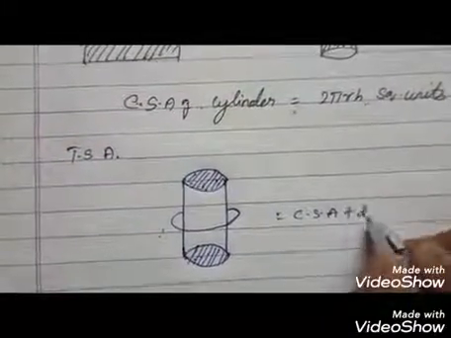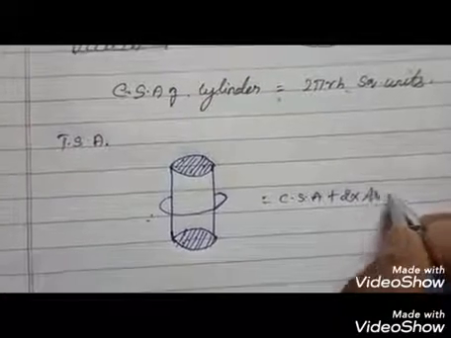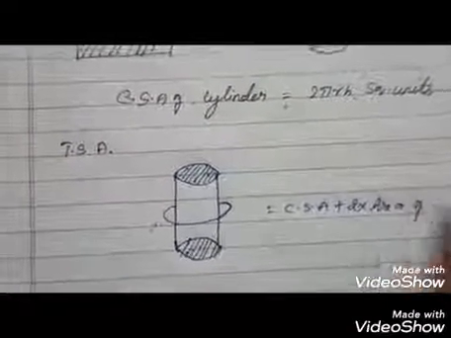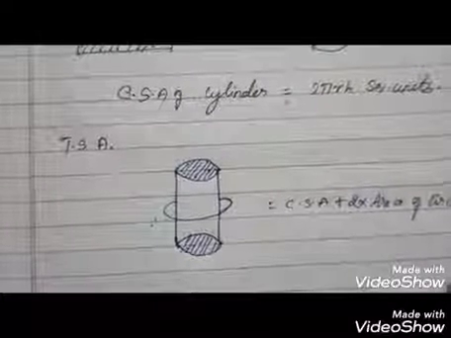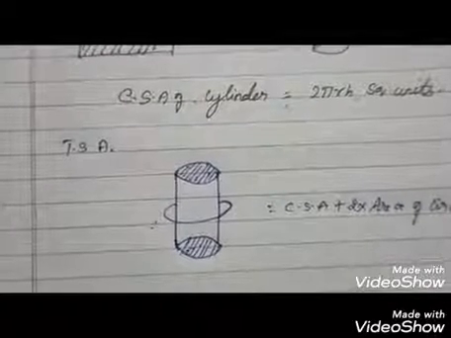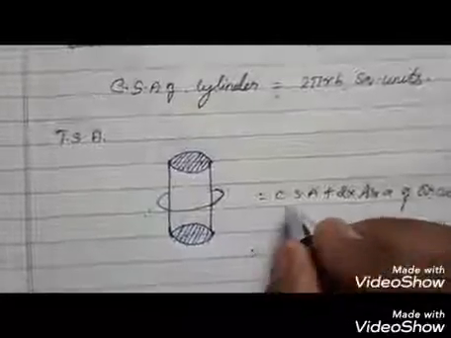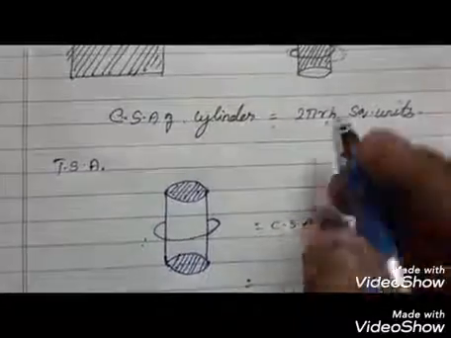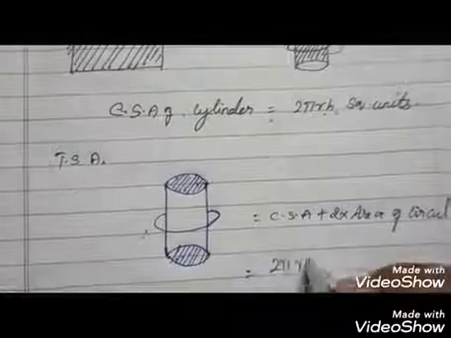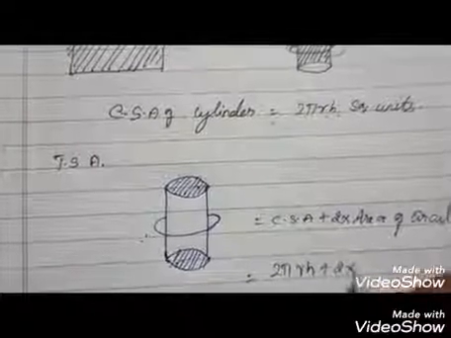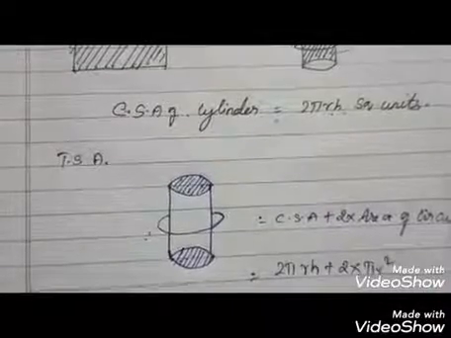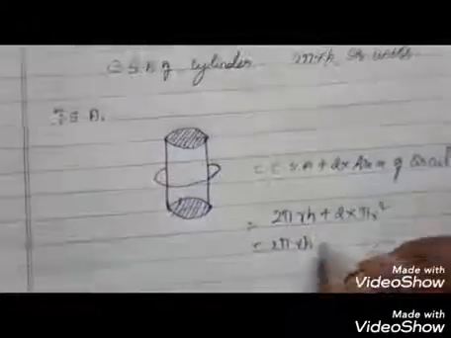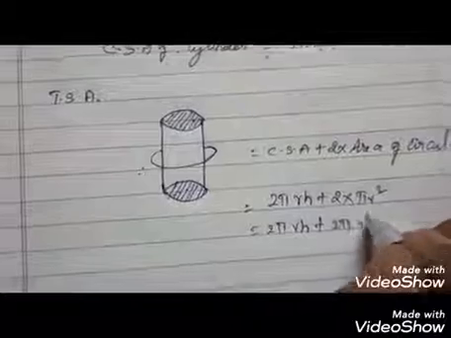So plus 2 into the area of a circular base. Now you see, curved surface area we already found, 2 pi r h, plus 2 into the area of a circular base, that is pi r square. So 2 pi r h plus 2 pi r square.